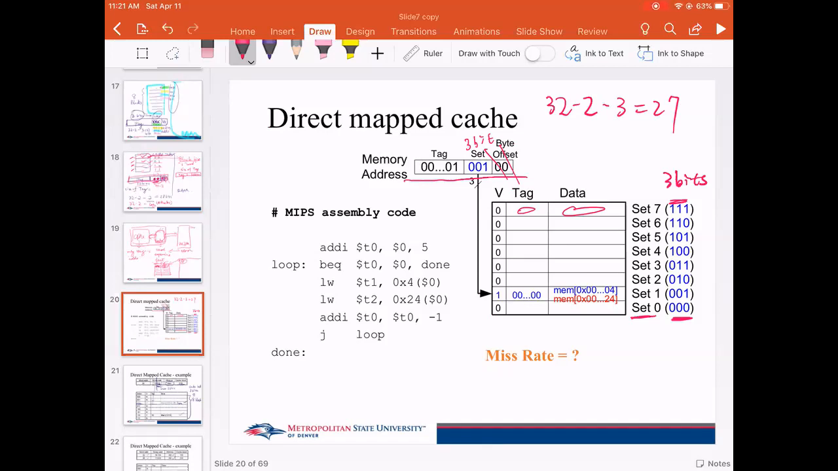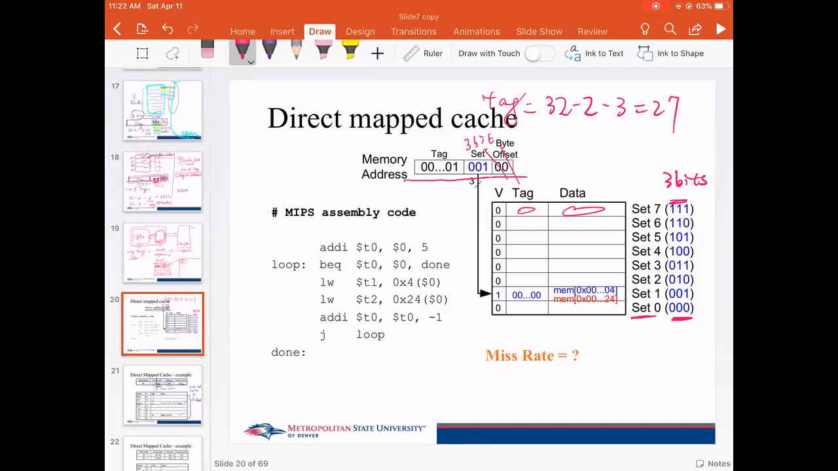And each of them will cost me, to represent the index for which row it is, 3 bits. So the leftover is the tag. You have to keep the tag, which is 27 bits.